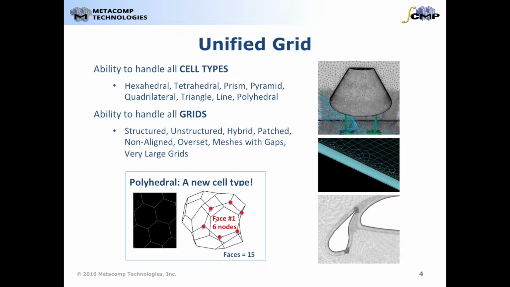The unified grid framework unifies the treatment of different cell shapes and grid topologies so that the flow solver becomes equally applicable to all cell topologies, including hexahedral, tetrahedral, and recently the polyhedral cell type. CFD++ has the ability to handle all grid types, including structured, unstructured, and hybrid meshes. CFD++ goes well beyond the conventional concept of grid transparency with its ability to handle arbitrary, non-aligned, or overset meshes. CFD++ can handle very large grids efficiently.